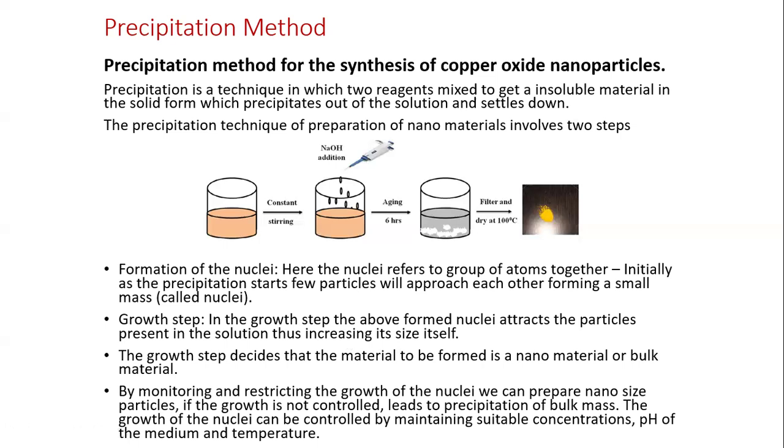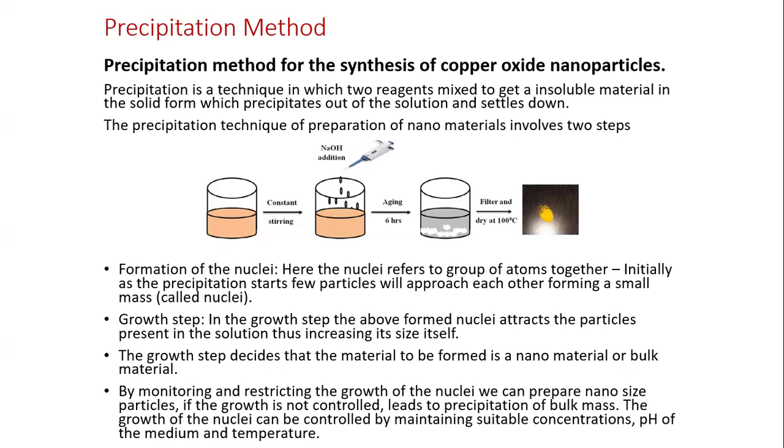Now this second step, the growth step, will decide whether the material formed is a nanomaterial or a bulk material. We should control the concentration, the stirring rate, pH, and temperature to restrict the growth of the nuclei into bulk form. So, by monitoring and restricting the growth of the nuclei, we can prepare nano-sized particles.